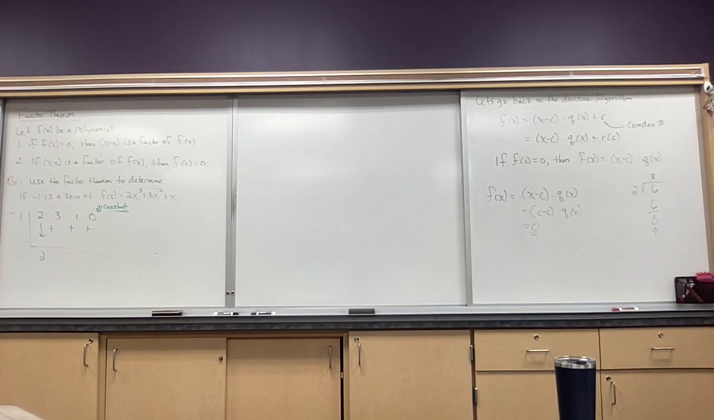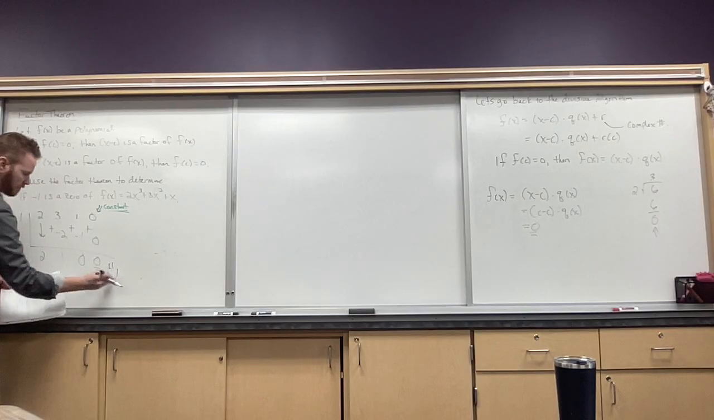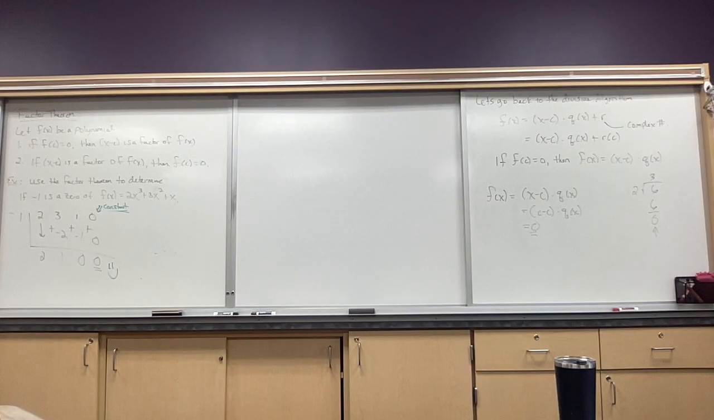Okay, now let's go through the process. So -1 times 2, -2. Add the column, we get 1. -1 times 1 is a -1. Add the column, I get 0. This is looking promising. -1 times 0 is 0. Add the 0, you get 0. All right, so guess what? It is a 0, meaning that -1 is an answer to this guy, right? So that's perfect.